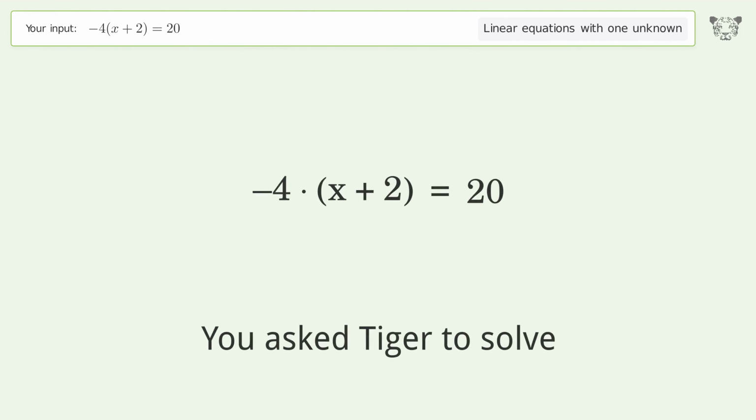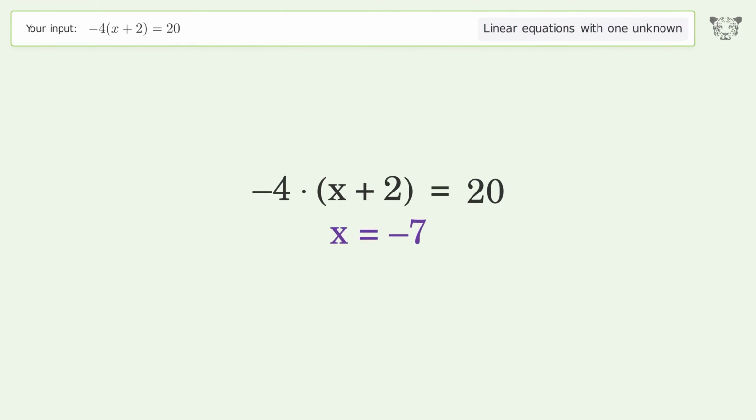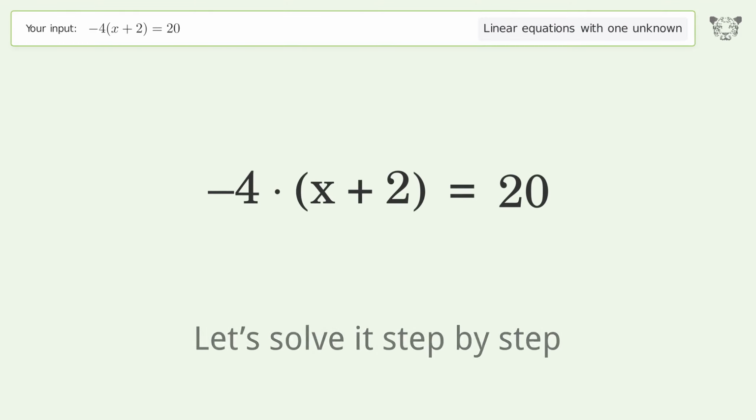You asked Tiger to solve this. It deals with linear equations with one unknown. The final result is x equals -7. Let's solve it step by step.